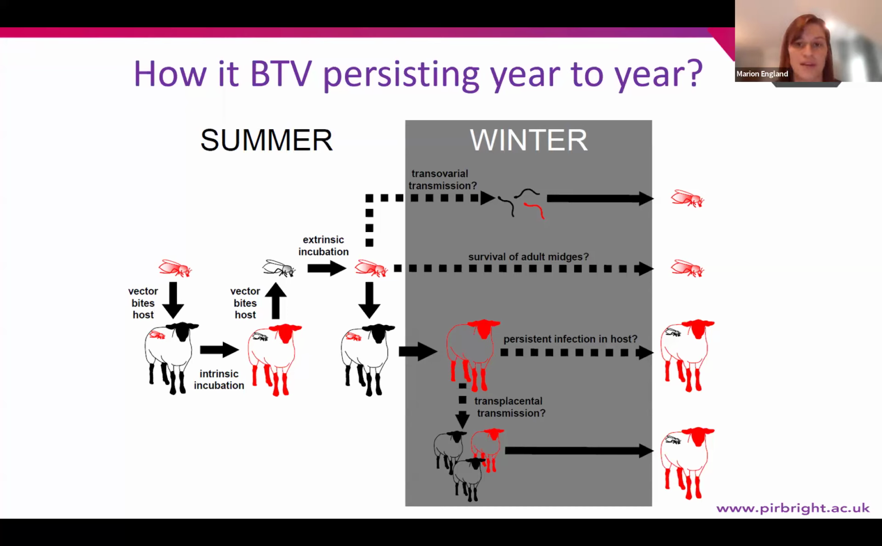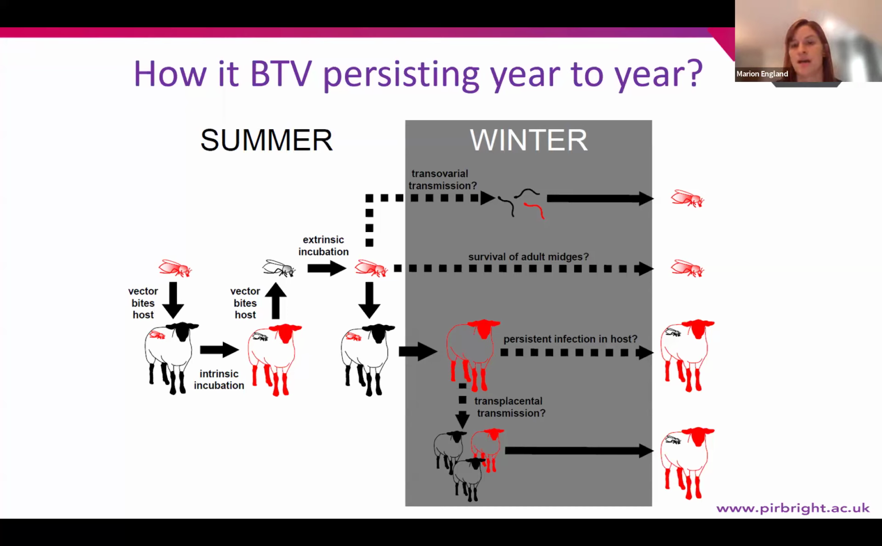There are several mechanisms which have been postulated. One of them is transovarial transmission. This is where the adult Culicoides passes the virus through to her offspring. But there's been no evidence of this, and experimental studies have not been able to demonstrate this as a mechanism. So it's possible that it happens and we just haven't been able to witness it yet, but we don't think that that's a very reliable transmission route, but it's possible.